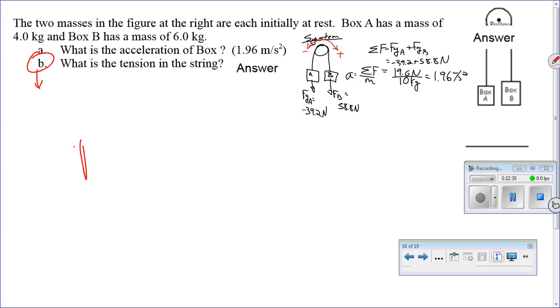All right, so which box do we want to do? B, done. So here's box B. Here are the things I know about box B. I know that gravity is pulling it down with 58.8 newtons. Notice I'm still keeping it positive. So for this time, for this weirdness, we're going to have down as positive and up as negative. Okay? All right, what's our acceleration?